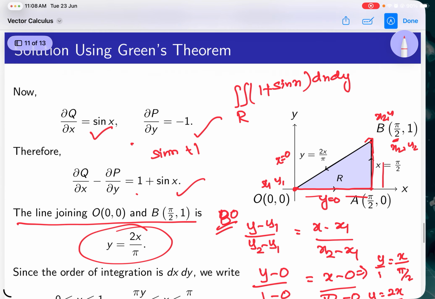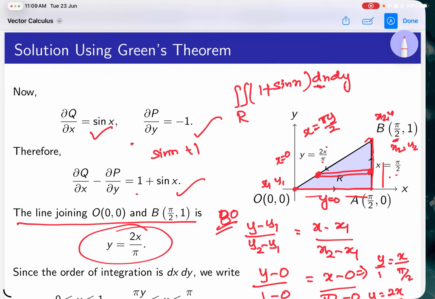Using this we are going to find the limits for x and y. So the innermost integration is with respect to x. We are treating the other variable as constant. y is equal to constant is a line parallel to the x-axis. So I am going to draw a horizontal strip. In this, you can find the limits from left to right. One end of the strip falls on the line y is equal to 2x by pi. So in that you can express x in terms of y, which means x is equal to pi y by 2. The other end falls on the line x is equal to pi by 2.